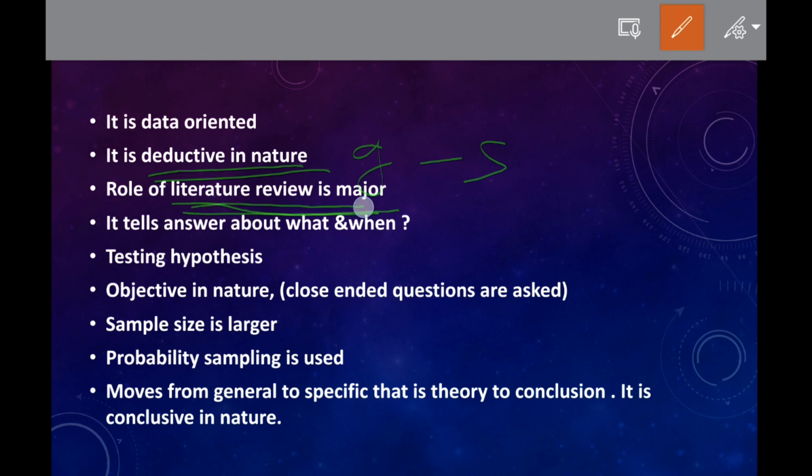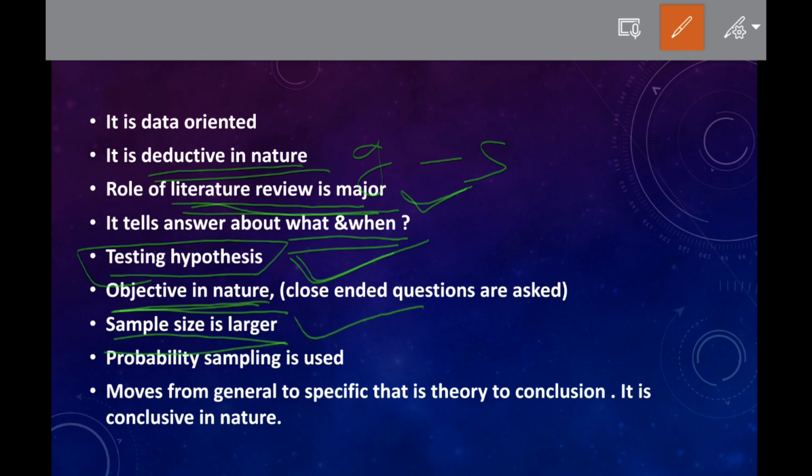It means review of literature has the major role. Then it answers what and when type of questions. Then testing hypothesis is the important thing. Then it is objective in nature. Remember, which research is objective in nature? Quantitative research. Then sample size is always larger. Then probability sampling is used. Which sampling is used in quantitative research? Probability sampling, such as random, stratified, simple, cluster.